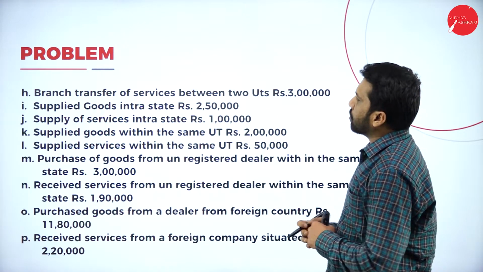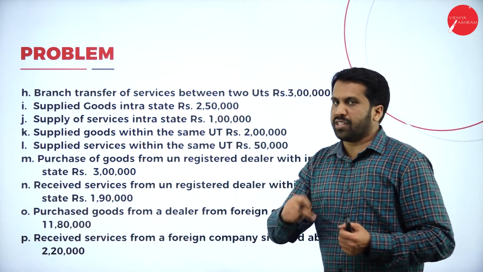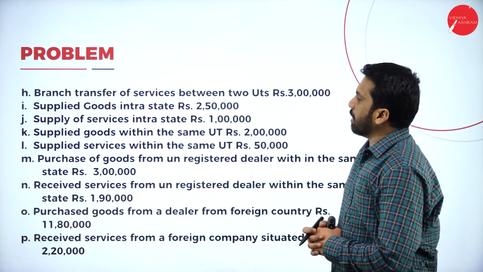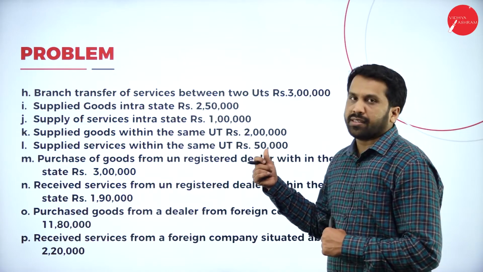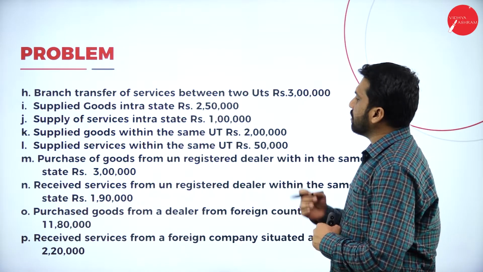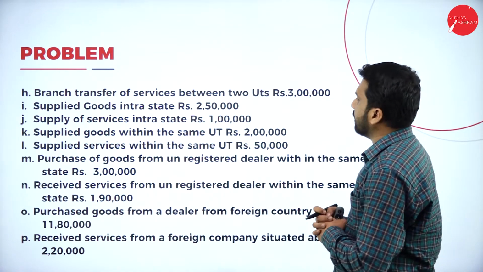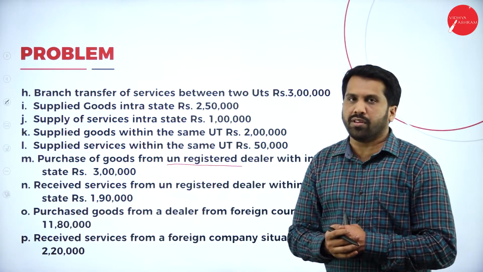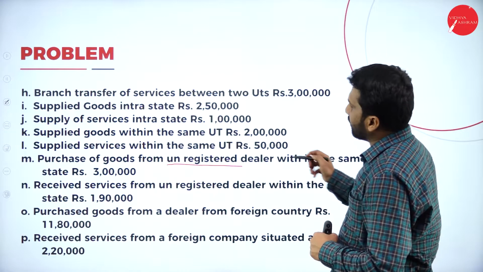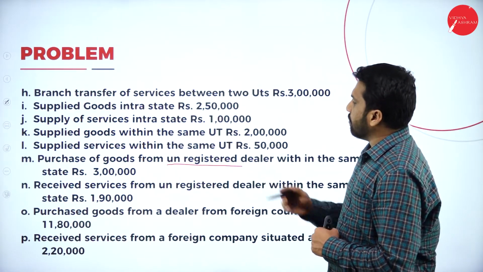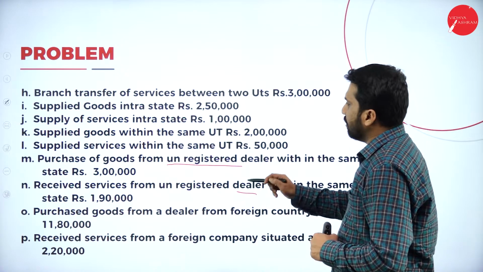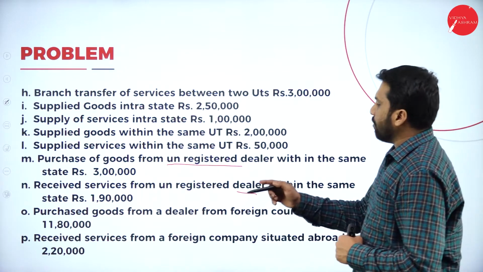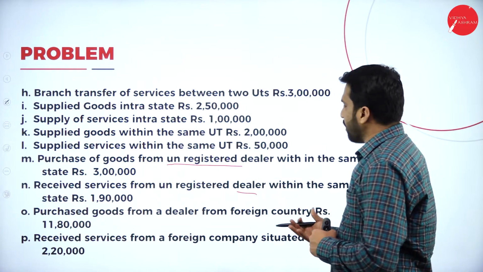Then, supplied goods intra-state. Intra means what? Within the state. Then, supply of services intra-state. Then, supplied goods within the same union territory. Then, supplied services within the same union territory. Then, purchase of goods from unregistered dealer. Remember, I'll give you the answer for all this. Now, unregistered dealer within the same state. Then, received services from unregistered dealer. Purchase of goods from a dealer from a foreign country. Then, received services from a foreign company situated abroad.